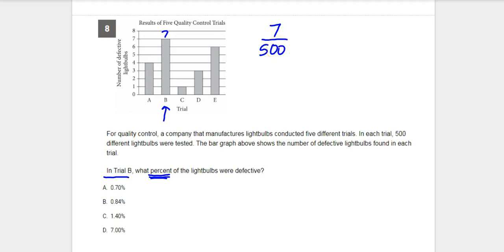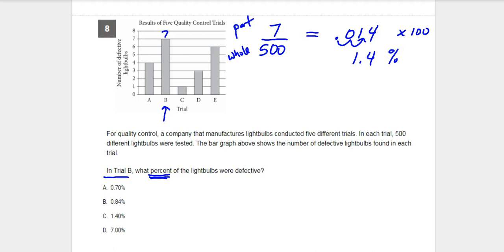So there's kind of a shortcut here. Whenever you want to find the percentage and you know the part and you know the whole or the total, you can just divide those numbers. And if you do 7 divided by 500, it comes out to be 0.014. And whenever you want to change a decimal to a percent, you multiply by 100, or just move it 2 places. So this would come out to be 1.4%.